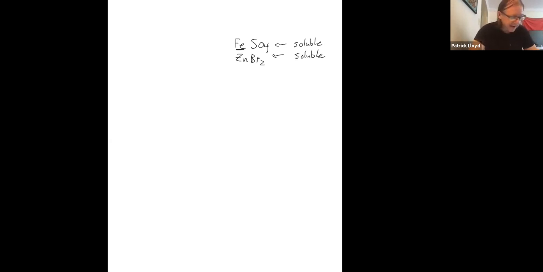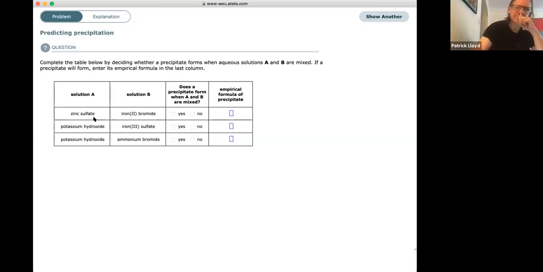So when we come back to the question, zinc sulfate plus iron bromide, the answer is no. There really isn't any precipitate that's going to form because both of the compounds that we formed out of this are soluble in water. And if there isn't a precipitate, then there's no empirical formula. There's no formula for the precipitate because none was formed.